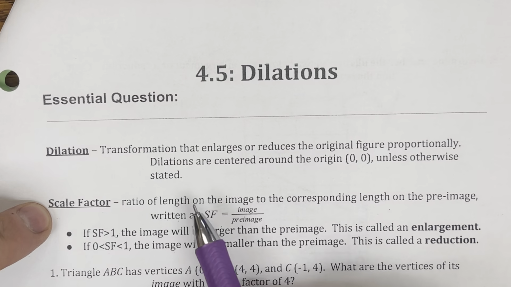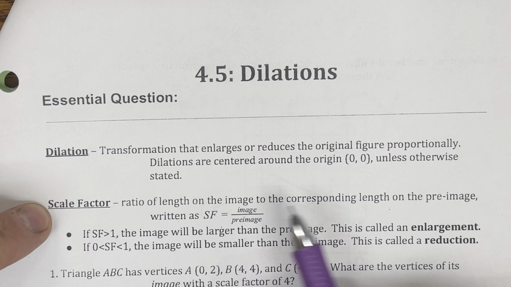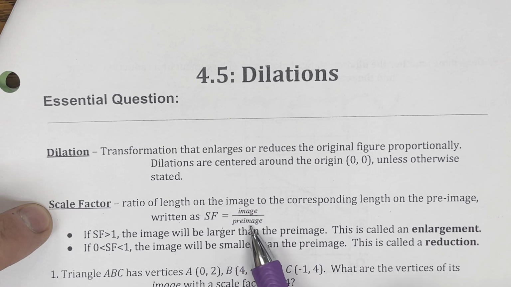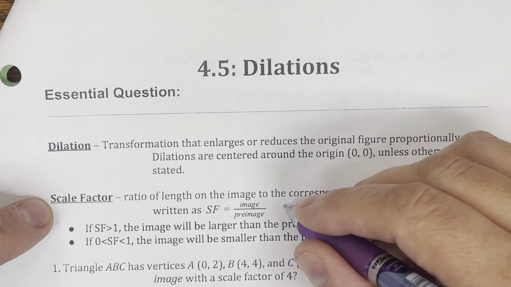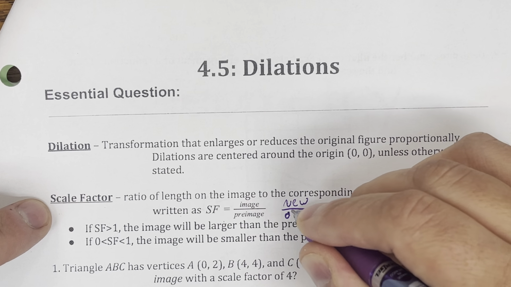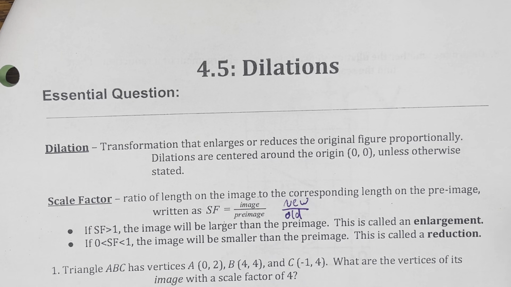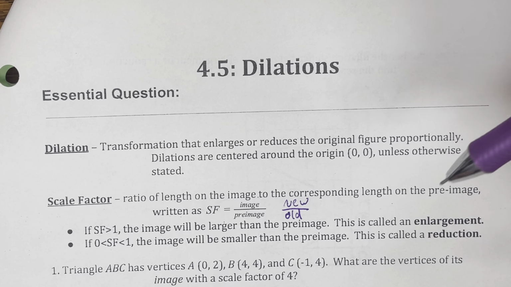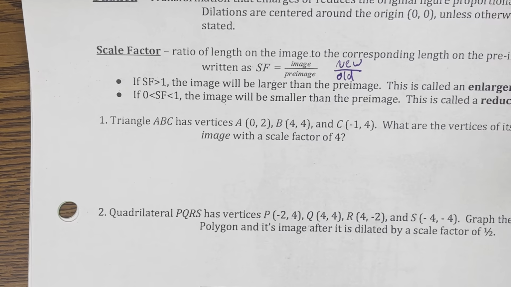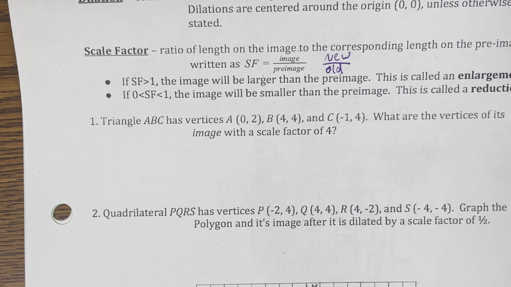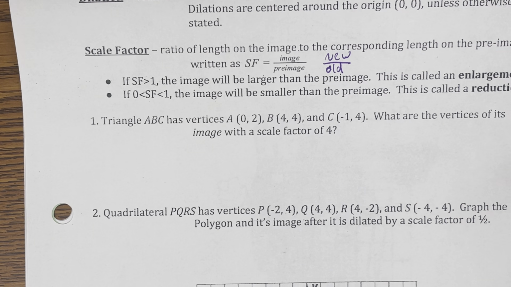Scale factor is the ratio of the length of the image to the pre-image. So the image is on top, pre-image is on the bottom. That is like the new over the old. Okay, so image to pre-image. If the scale factor is greater than 1, it'll be an enlargement, and that would mean that the image is larger than the pre-image. If the scale factor is between 0 and 1, the image will be smaller, and that's called a reduction. Okay, so for us to find the new vertices, all we have to do is multiply them by the scale factor. All right, so these are pretty straightforward.